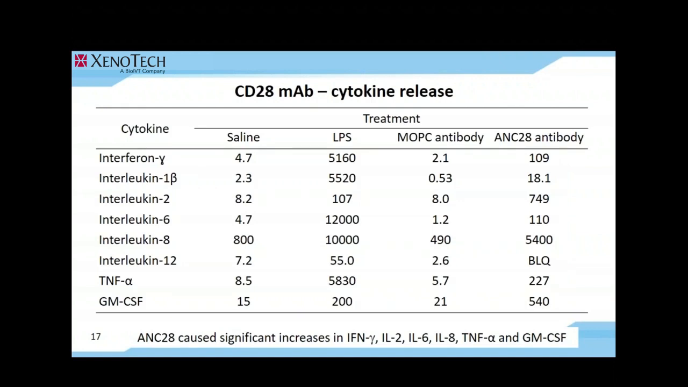Following stimulation of blood, cytokines were measured. This table compares levels of cytokine release in plasma treated with saline, our negative control, LPS, our positive control, an isotype control antibody, and the anti-CD28 antibody itself. LPS, our positive control, stimulated release of all cytokines to levels higher than saline, as expected. The control antibody was no different than the saline control.